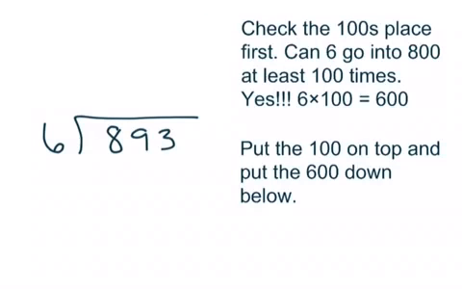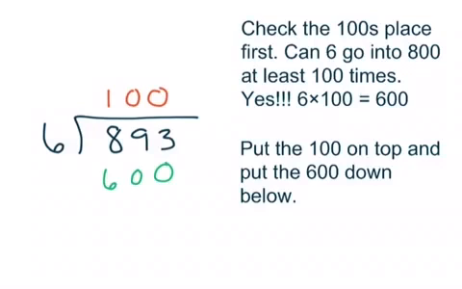So the first place that you want to check is, of course, in your hundreds place. So this time we actually have 893 divided by 6. So what you want to ask yourself is, can 6 go into 800 at least 100 times? And yes, because 6 times 100 equals 600. So you're good. So what you want to do is actually put the 100 on top, and 100 times 6 is 600. So that goes down below. So I'm going to put 600 down below here.